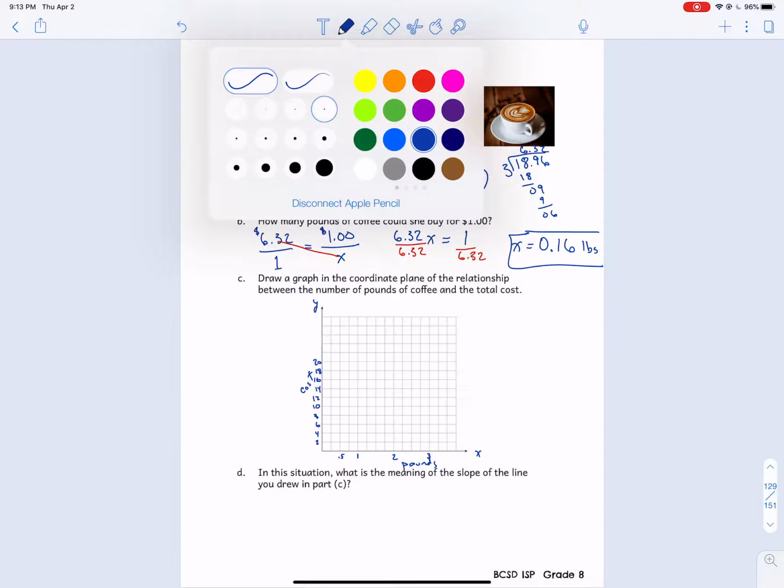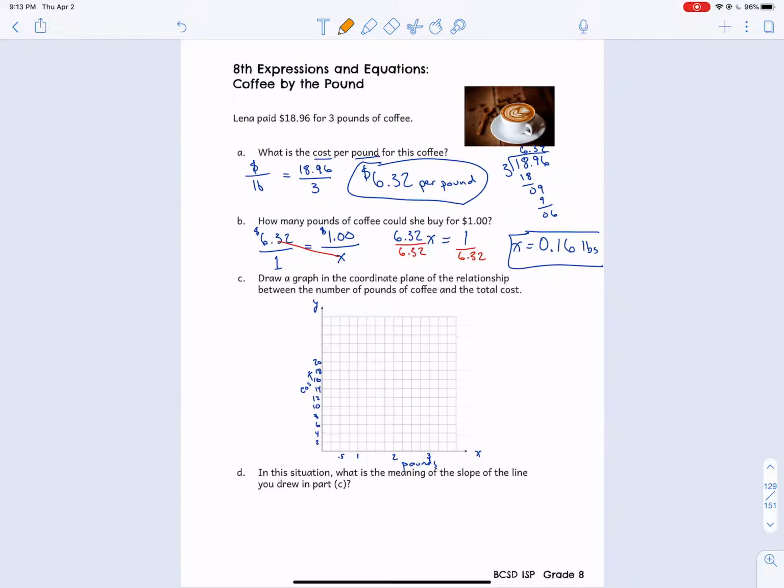Okay, so let's graph. So the first information that we were given was 3 pounds is almost $19. So halfway between 18 and 19. So take the 3, follow it up, and that point is right about there. And then we figured out that 1 pound is about $6.32, so that's somewhere right in here.